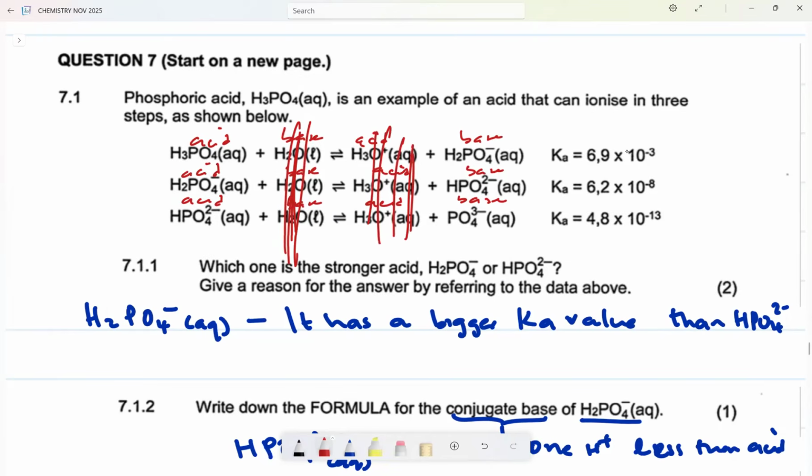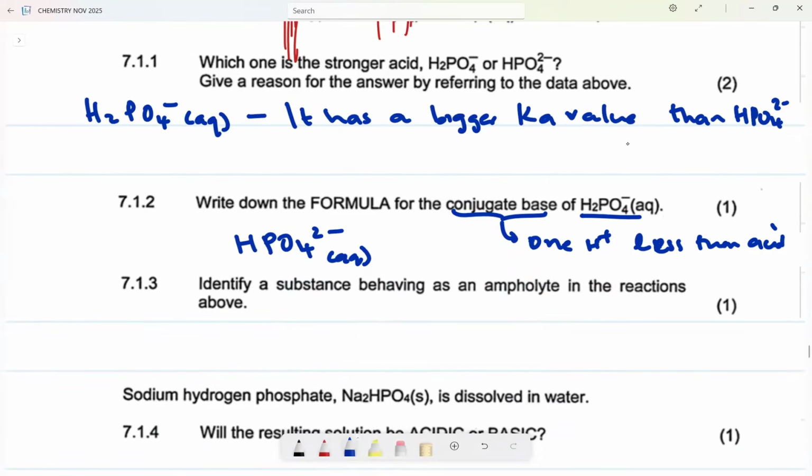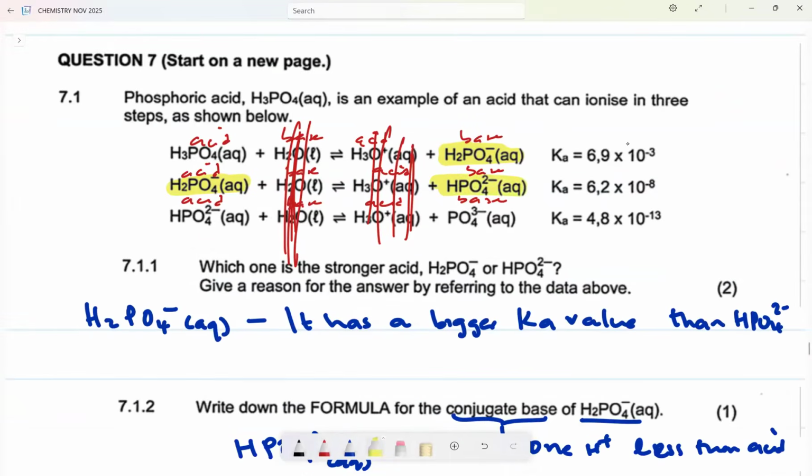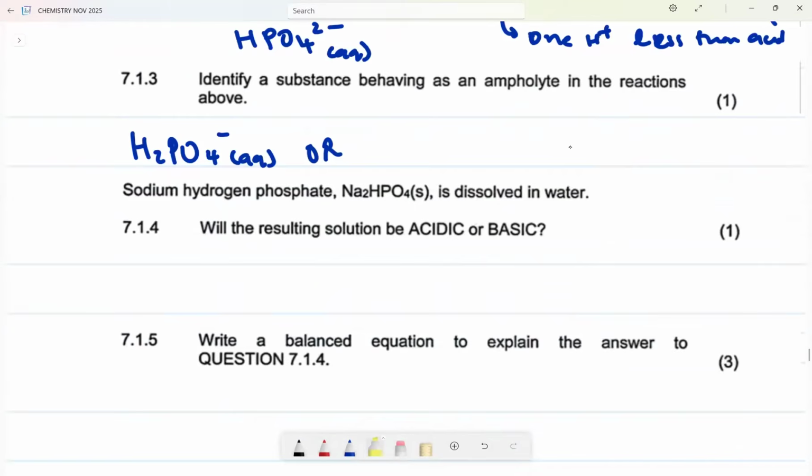But when I look at H2PO4 minus, it acts as a base in reaction 1 and acts as an acid in reaction 2. So you can say H2PO4 minus in aqueous, or there is another one. Can you see that HPO4 2 minus acts as a base there, and HPO4 2 minus acts as an acid in reaction 3? So you can say, or HPO4 2 minus in aqueous, by the way, also.